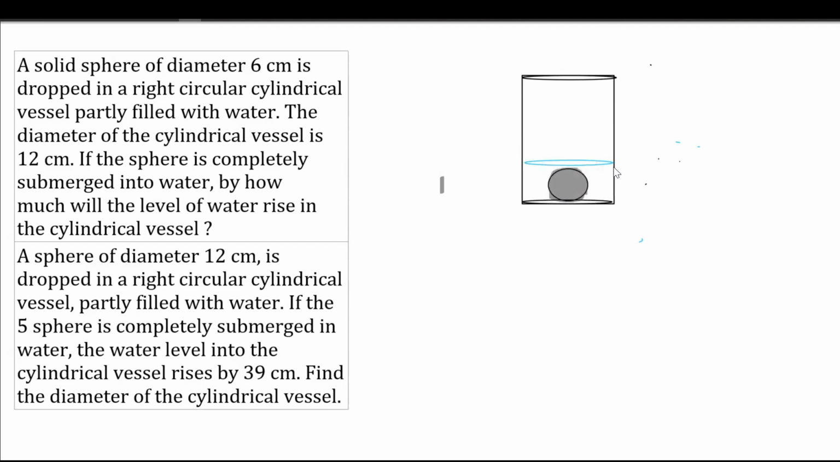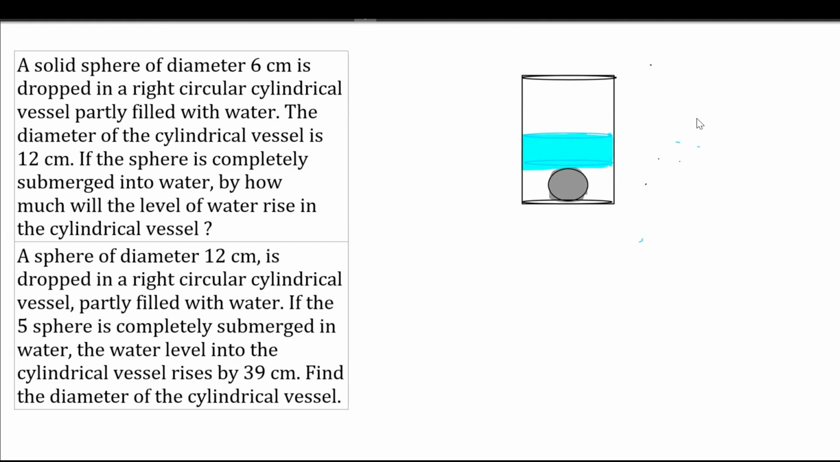It is completely submerged. Now, what is expected to happen is that whatever this level of water was, you know that this was the level of water. The level of water will rise. The new level of water has to be more than this. So let's consider the new level of water is say this. Now, we know that this is the rise in the volume of water. This volume of water should be equal to the volume of this sphere. So this is the concept behind doing this question.